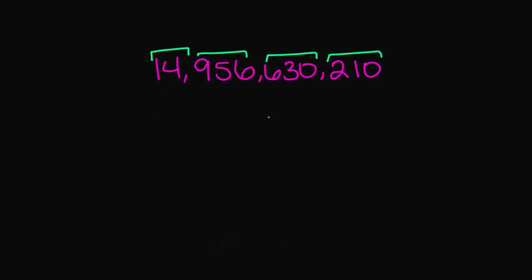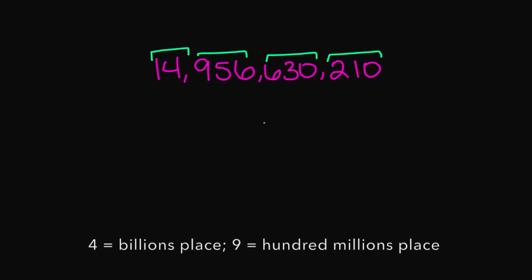If we look at the same example, the 9 in this example is going to be in your 100 millionths place. So this 9 here is your 100 million, and then the 4 here, like we said earlier, is going to be your billions place.